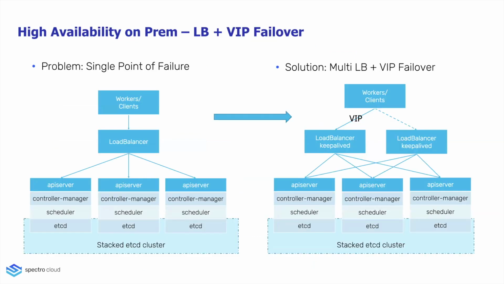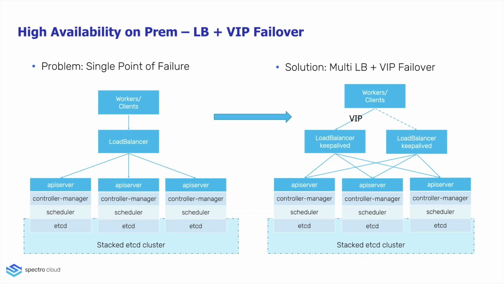So how do we solve the issue of a single point of failure? I think the most straightforward way is, of course, to have more load balancers. So when one load balancer is down, we have another load balancer still running. Then the problem is, how will the client know which load balancer to connect to?